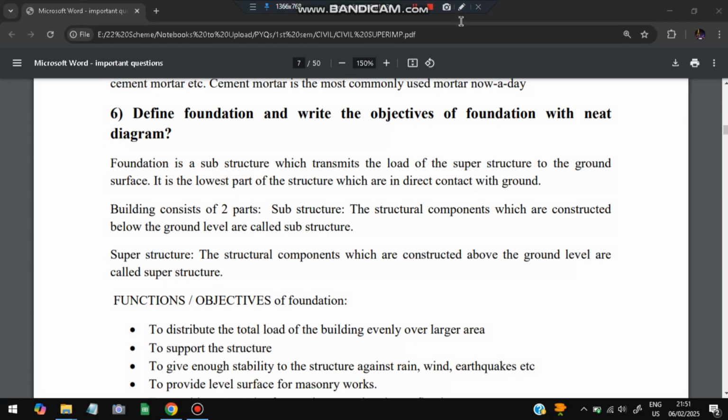It is the lowest part of the structure, in direct contact with the ground. It has two parts. The first one is the substructure, which is the structural component constructed below the ground level. The superstructure is those structures or components which are constructed above the ground level.